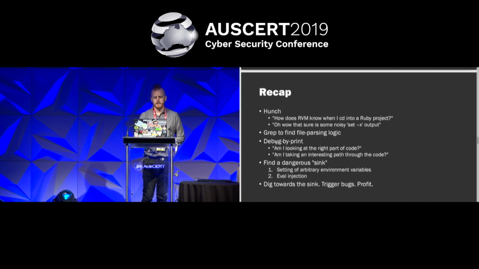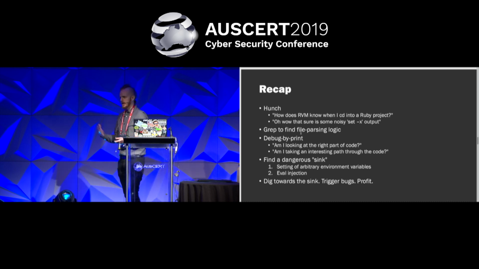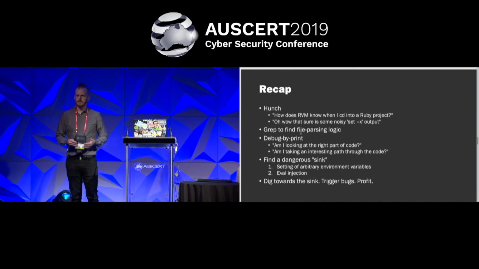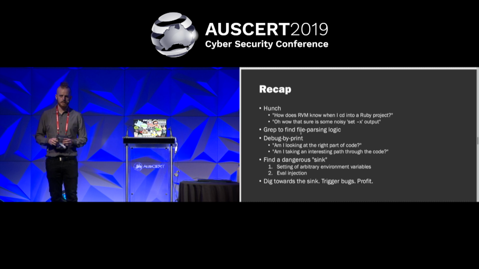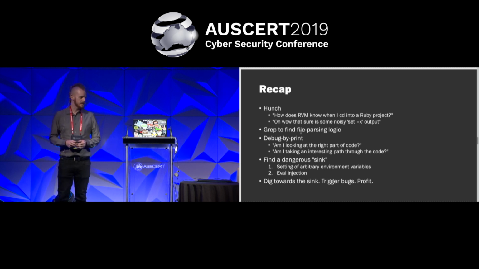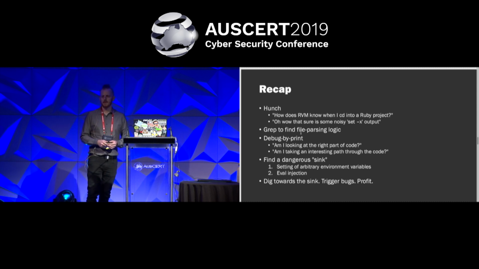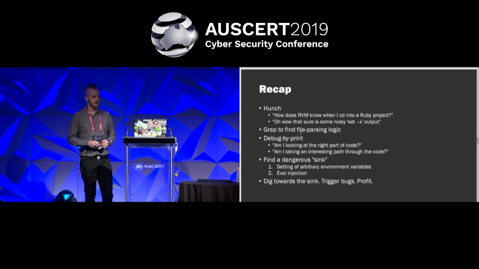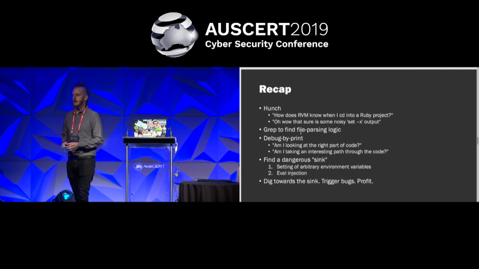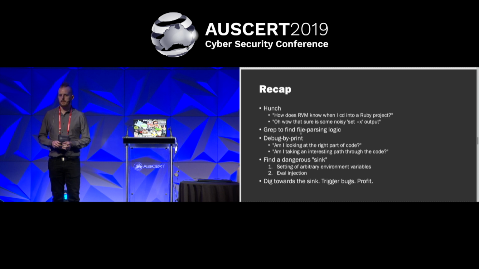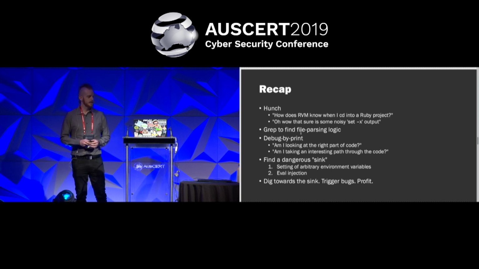So a quick recap. Kind of started off with a bit of a hunch and a bit of breaking my own tools and thinking, how does RVM actually achieve this rewiring of the rubies on the fly based on me CDing around my file system? And I was like, oh wow, that is a lot of set minus x output. It's obviously hooking CD and doing a lot of things behind the scenes. So I grepped the code to find where it was parsing these files, and then followed the bouncing ball through the code to find the eval injection and the arbitrary control of the environment variables.